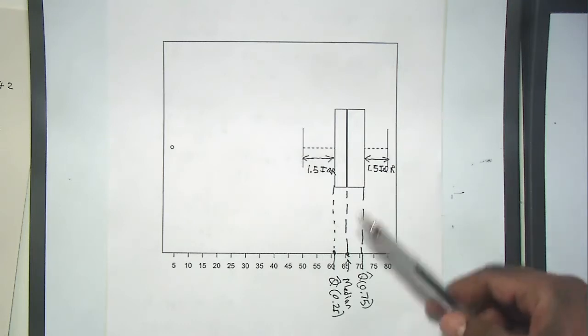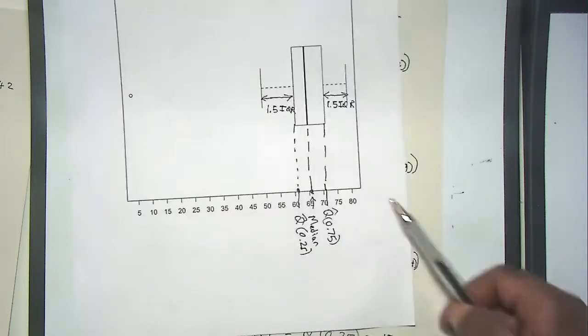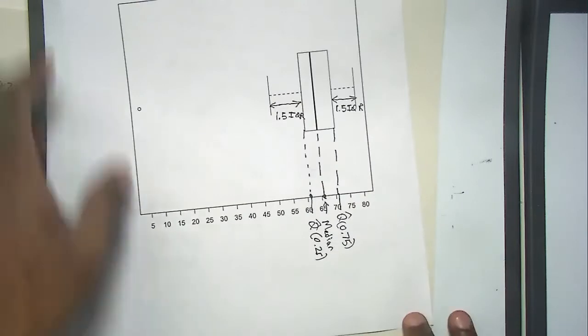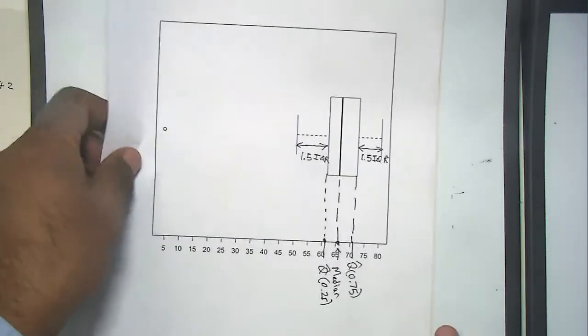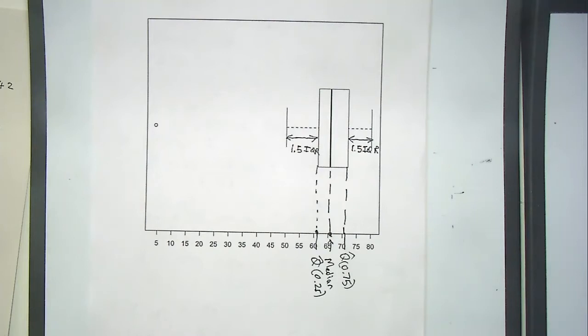So all you have to do now is the median, the first quartile, the third quartile, and the IQR. If you know those four numbers, you should be able to draw a box plot. And then this is how it should look like. Okay? All right, that's part 2. Now part 3.